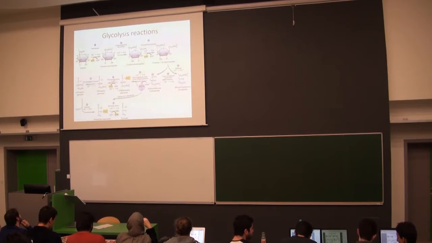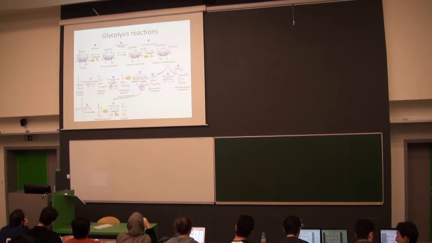And this enzyme you must know, since it's the chief regulatory enzyme of the whole glycolysis. The product of this reaction is fructose 1,6-bisphosphate. And with this, we finished the first phase. So is this clear to you?